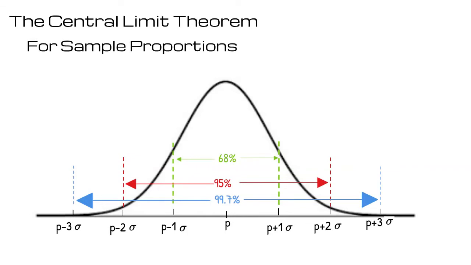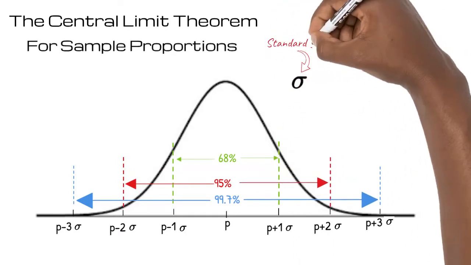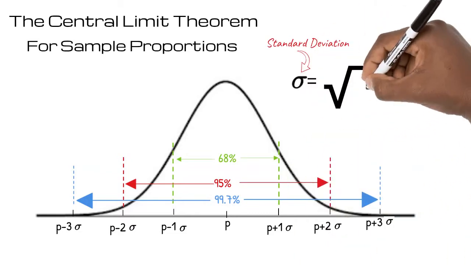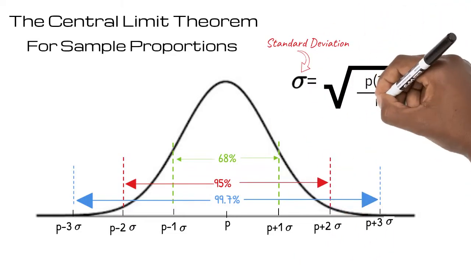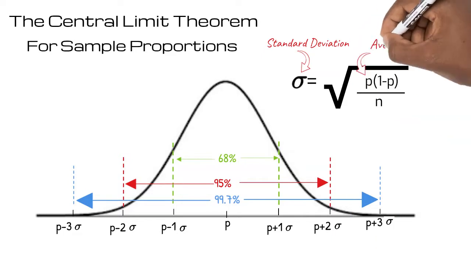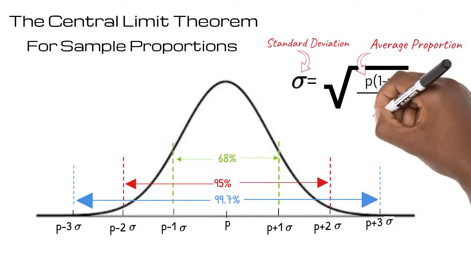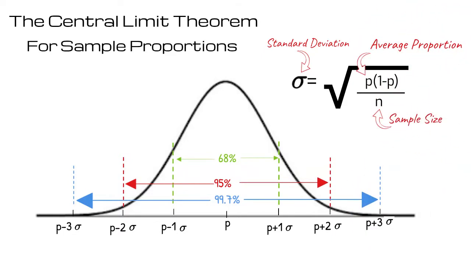In these problems, we won't be given a standard deviation, but not to worry, we can calculate it. The standard deviation will be equal to the square root of p times 1 minus p over n, where p is the average or actual proportion and n is the sample size. Everything will become clearer as we work through an example, so let's begin.